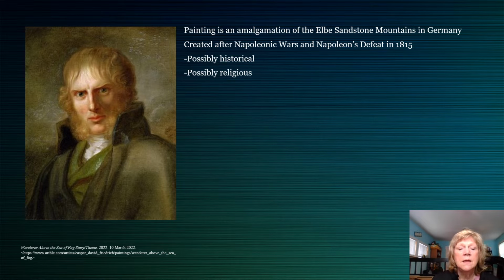The landscape is an amalgamation of the Elbe sandstone mountains in the southeastern part of Germany. According to Dan Scott, Friedrich would first go up to the mountains and make sketches of the landscape. He would then return to his studio to paint the picture and combine his interpretation with his sketches.